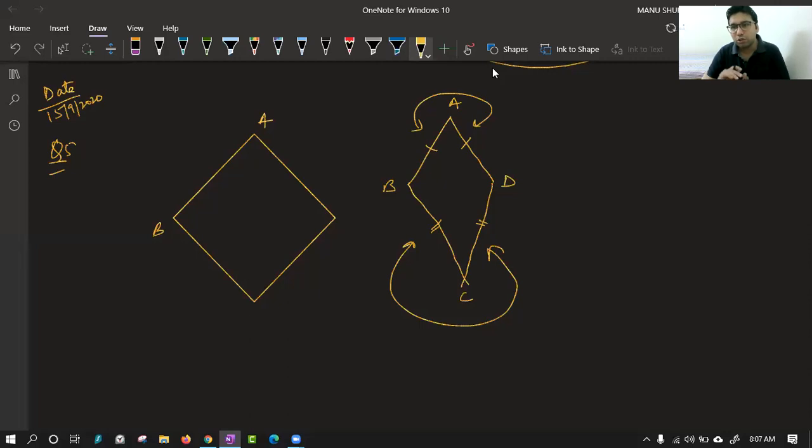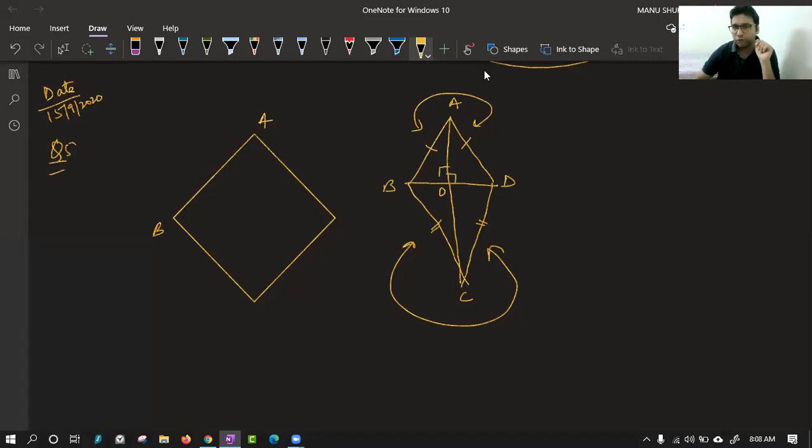Second thing, Utkarsh, you are correct, but not completely. Diagonals bisect, but not both of them. Suppose this is diagonal AC and this is diagonal BD. Which diagonal is bisected, AC or BD? Yes, Utkarsh. Both are not bisected. BD is bisected, and that too perpendicularly.